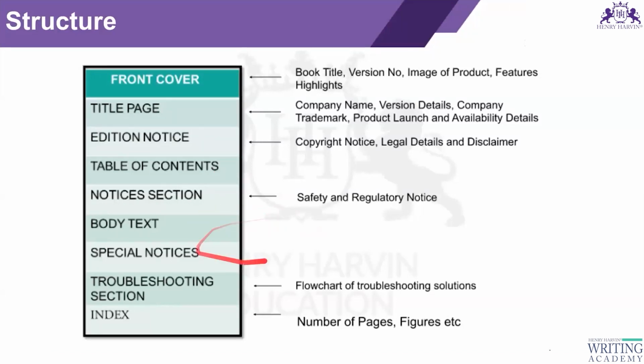Okay, so the body text, special notices, whatever. Troubleshooting: a flow chart of troubleshooting solutions. For example, when you get stuck, how to get out of it. Say, for example, if a 4110 error pops up in the washing machine, how do I deal with it? So this is a problem. Maybe you need to switch it off, start all over again and fix the problem. That's about it, right?